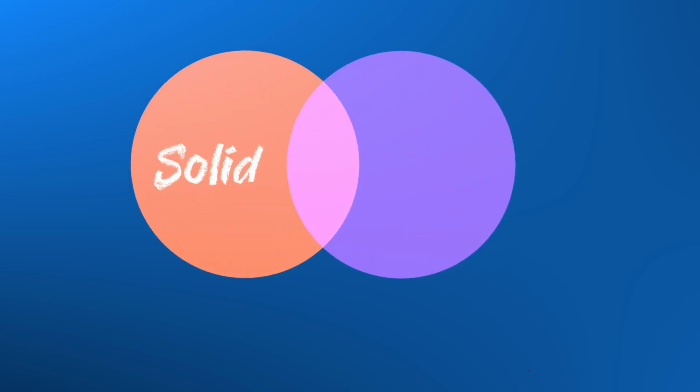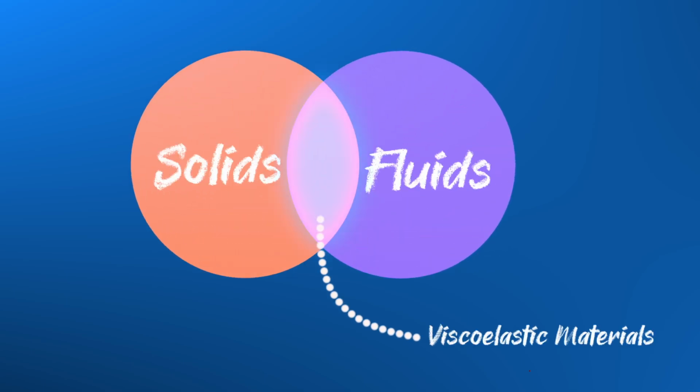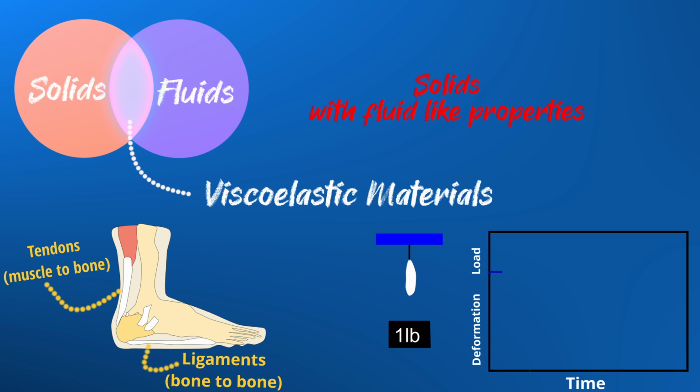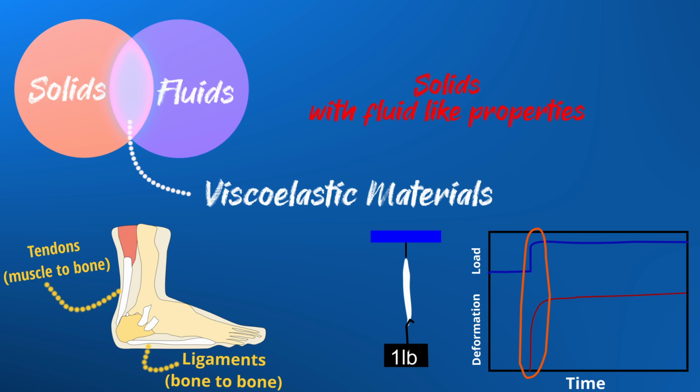It must be highlighted that the exception to this are viscoelastic materials. These include our tendons and ligaments. These are solids with fluid-like properties. They deform and flow over time under shearing stress, although initially having more elastic deformation like solids.